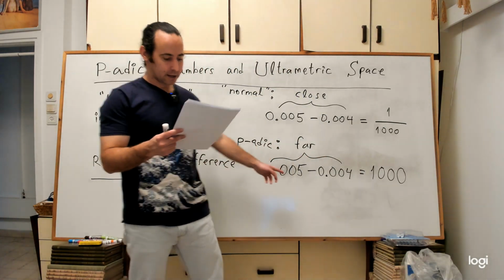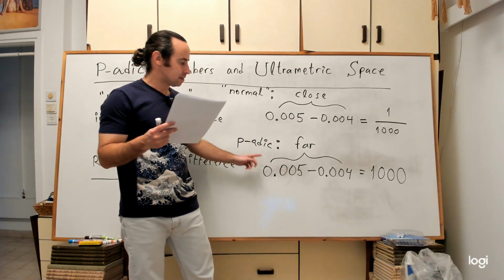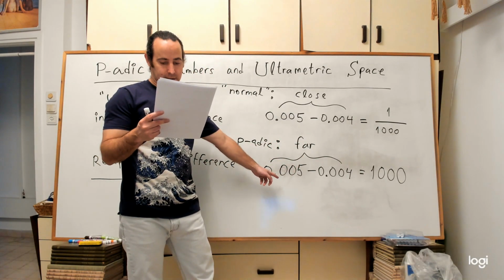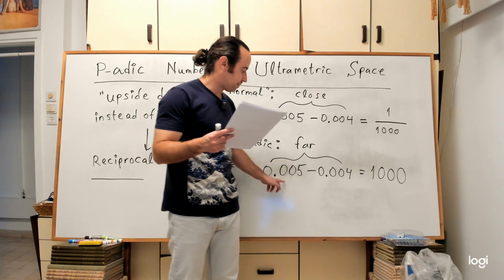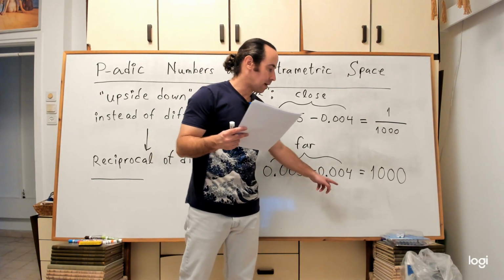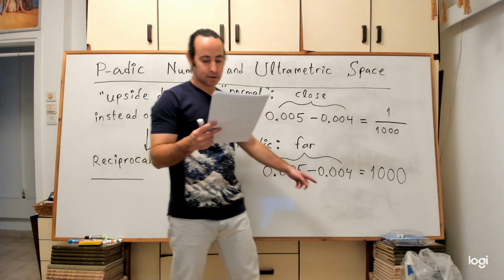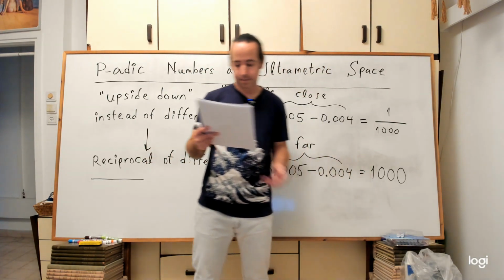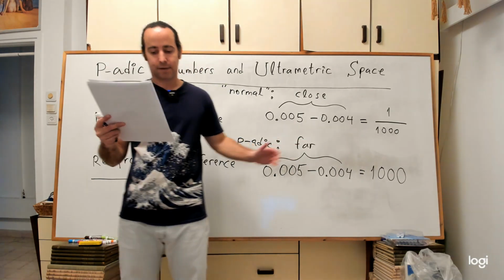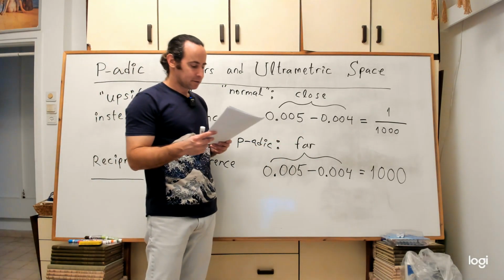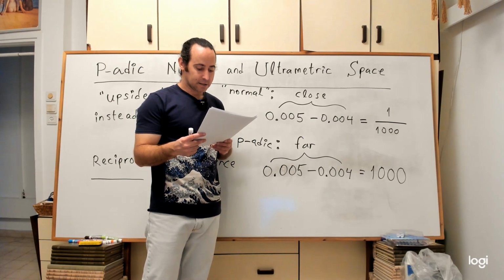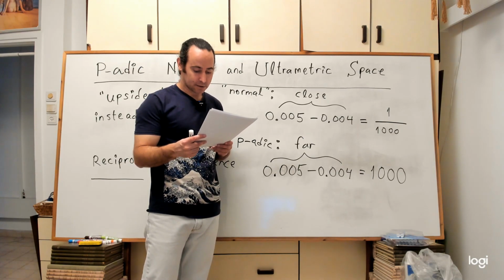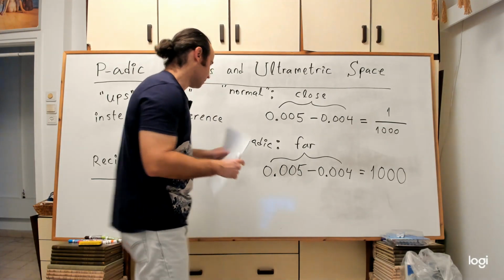So here in p-adic numbers, the same thing is the difference between them is far. This is far from this. Why? Because it's a distance of 1,000. The difference is 1,000. Example 2, with normal numbers, 5,000 is far from 4,000 because the difference is 1,000.